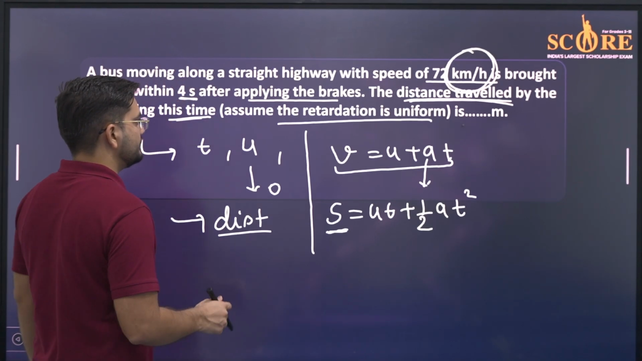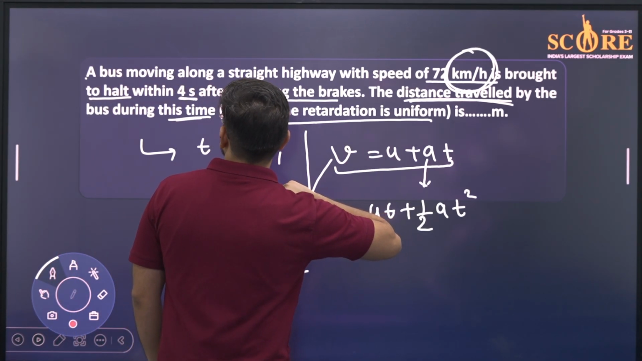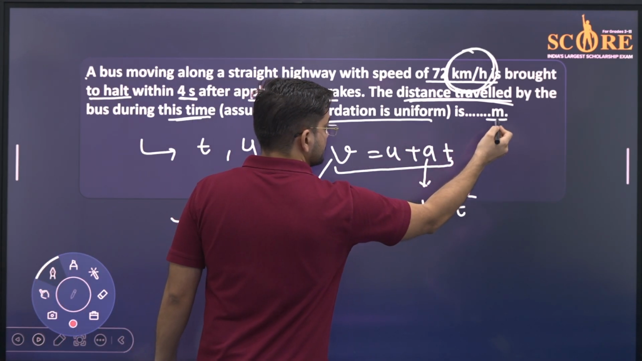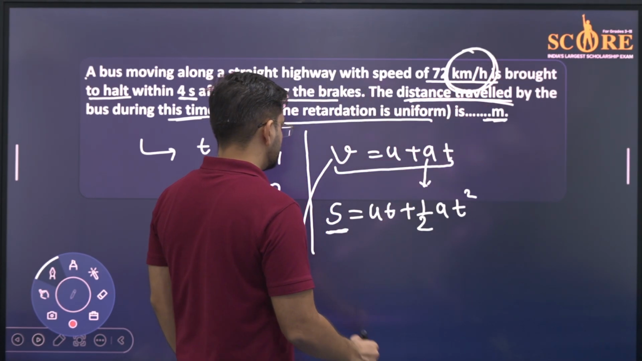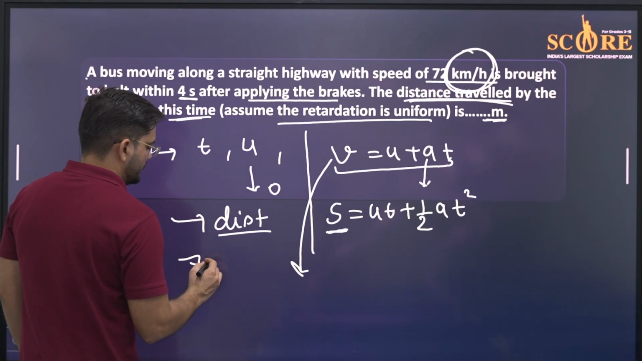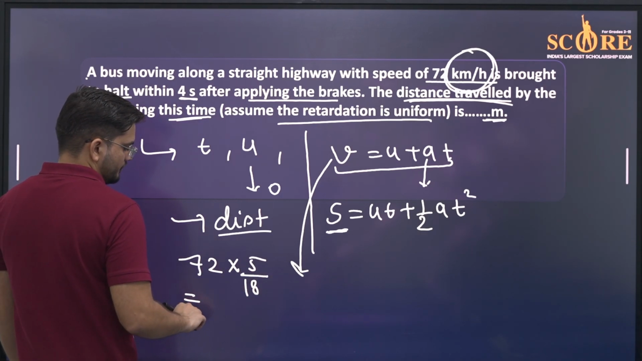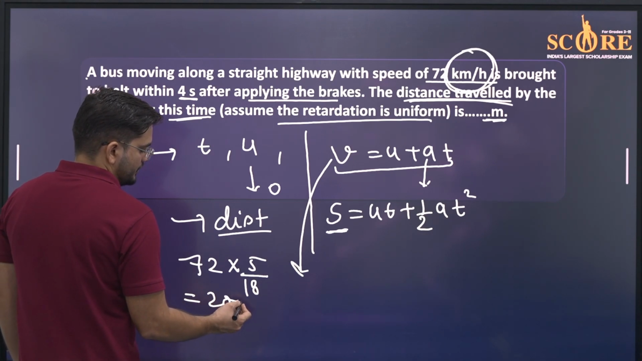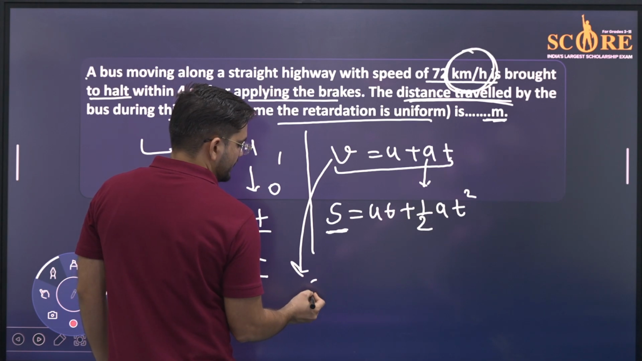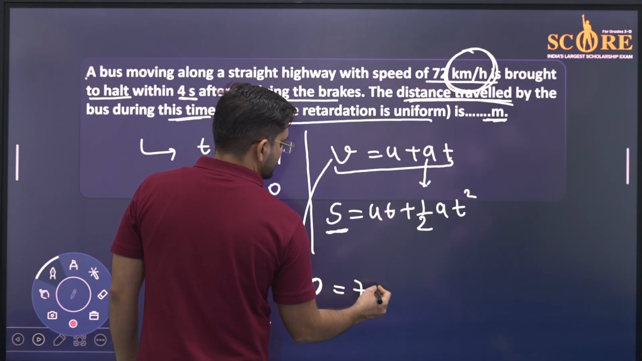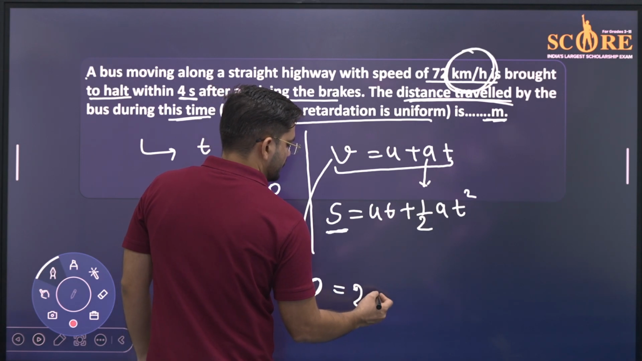So what will be the acceleration? If distance traveled is asked in meters, then we should convert kilometer per hour into meter per second. So the 72 kilometer per hour, if we convert it into meter per second, we multiply by 5/18. Then what will be the result? 20 meter per second. So the final speed is 0, initial speed is 72 kilometer per hour, so in meter per second, it will be 20 meter per second.